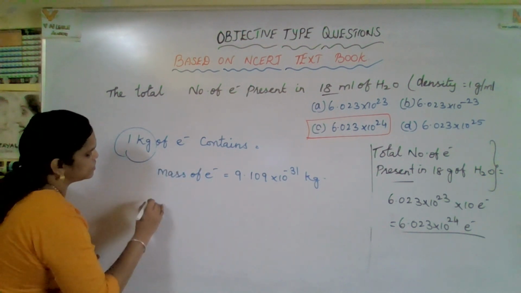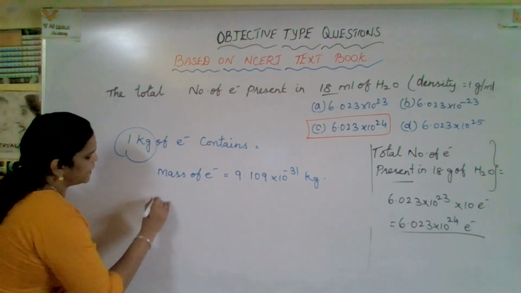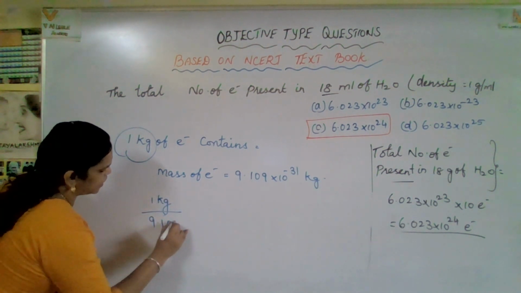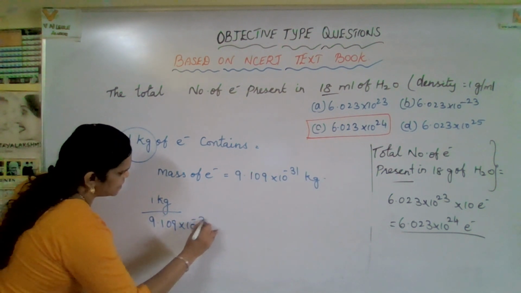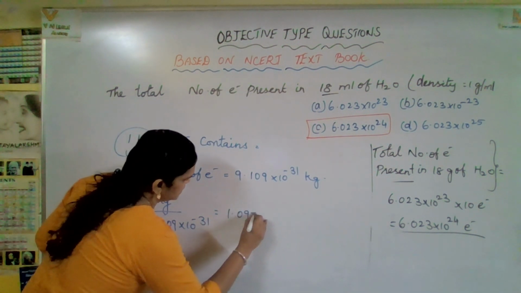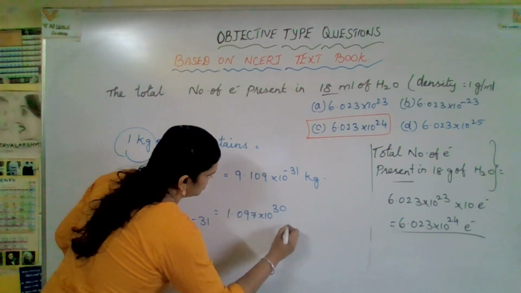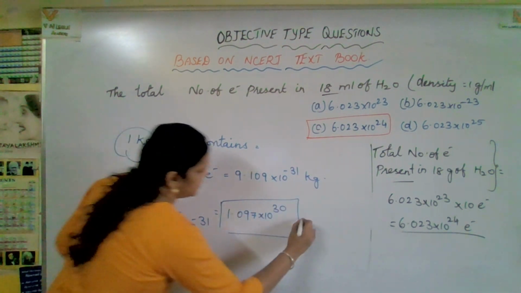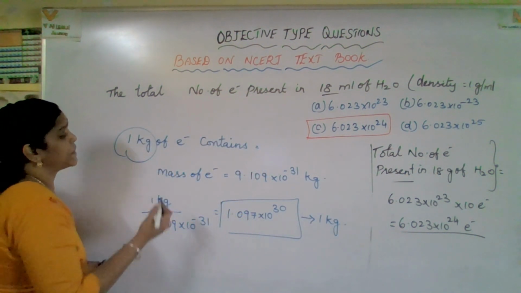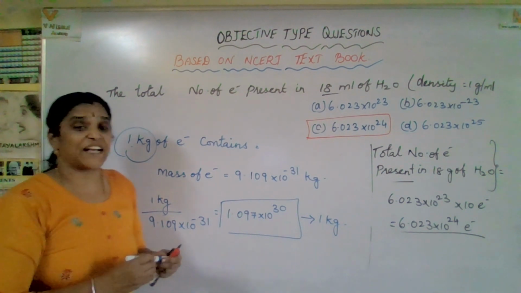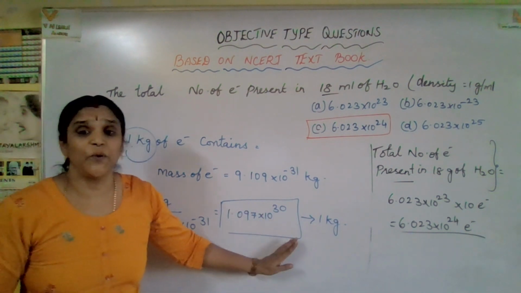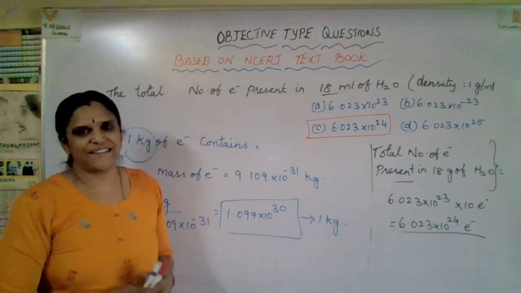1 kg divided by 9.109 into 10 to the power of minus 31. So altogether you will get 1.097 into 10 to the power of 30. This many electrons are present in 1 kg. See, this question actually I have seen in one material. I wanted to bring that question, so I just brought it. Hope you got the idea and you liked it.